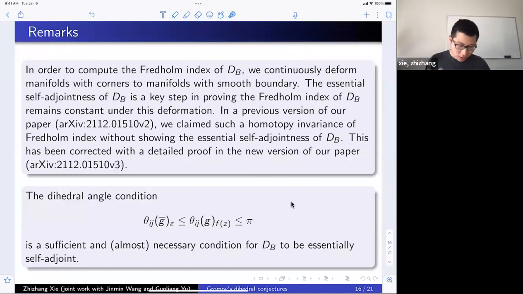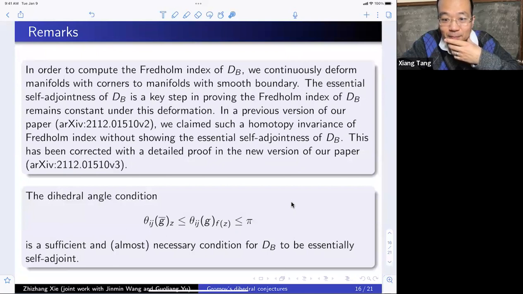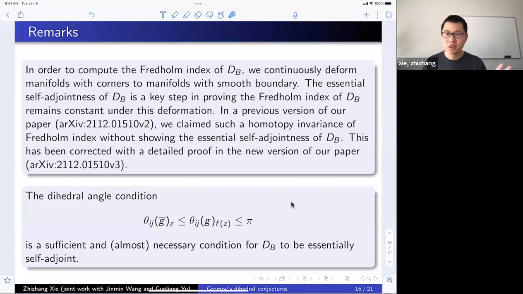Now I also want to point out that this dihedral angle condition is sufficient and actually almost necessary for this operator to be essentially self-adjoint. So Chang, how much time do I have? Or should I stop now? I have a few slides. I can explain roughly the key ideas of why this operator is essentially self-adjoint, and show you where the dihedral angle condition comes in. But I can stop now if there's a time constraint.